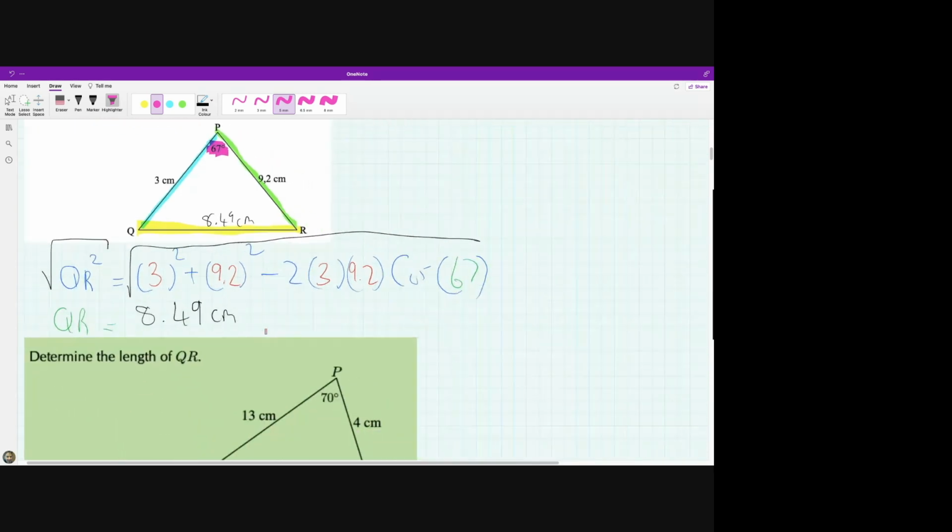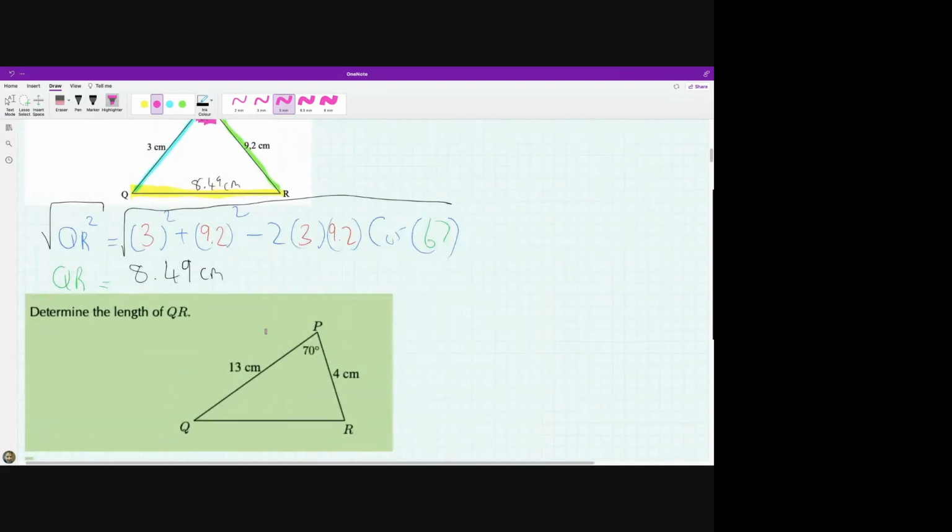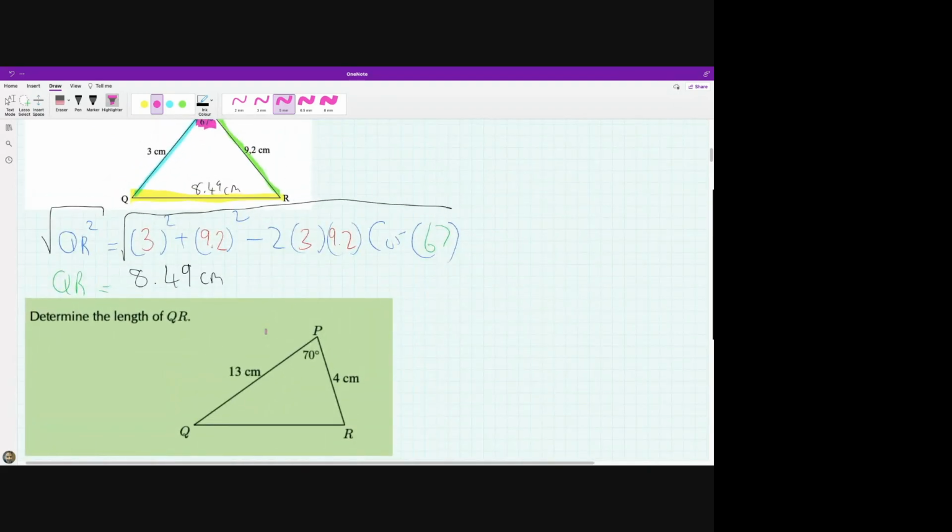So I'll leave that up on the board, but while you are looking at that, can we please attempt the next question, which says find the length of QR? They've given us a side, another side, and the angle in between, so that's telling us we should use the cos rule to figure this out. Also, we couldn't use the sine rule. The sine rule wouldn't work here because we don't have matching pairs, just to point that out.